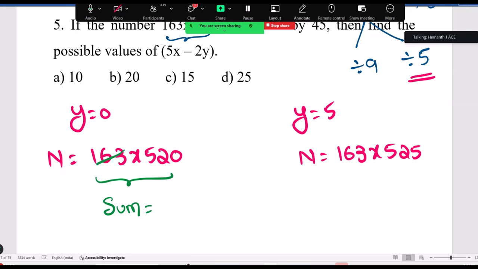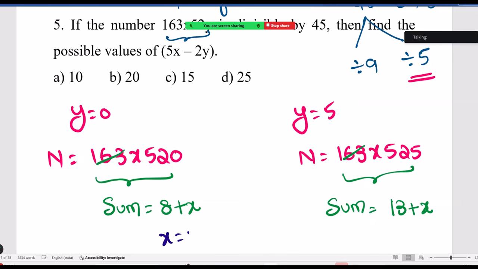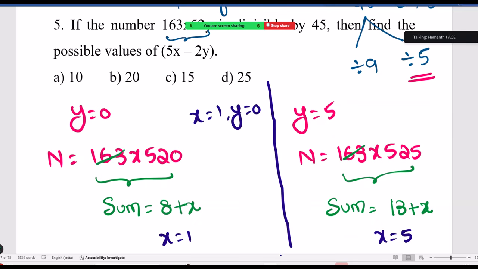Now if we do the sum of digits here, 6 plus 3 is already 9, waste of adding. 8 plus x. Here, when we try the sum, 6 plus 3 is already 9, okay, again adding is a waste of time. 10, 12, 13 plus x. Now x can be 1 here, so that this number is divisible by 9, or x can be 5 here, so that the number can be divisible by 9. So the chances are: when x is 1, y must be 0, or when x is 5, y is also 5.